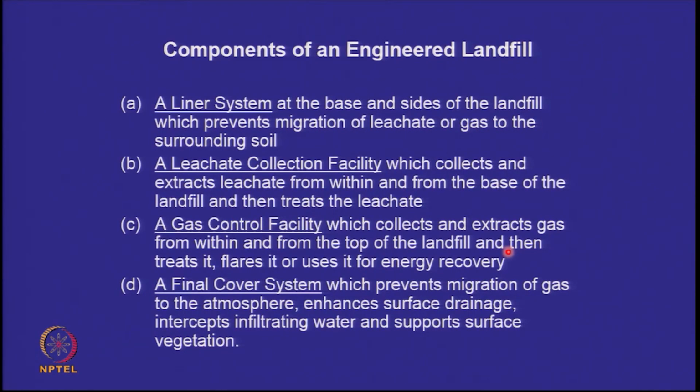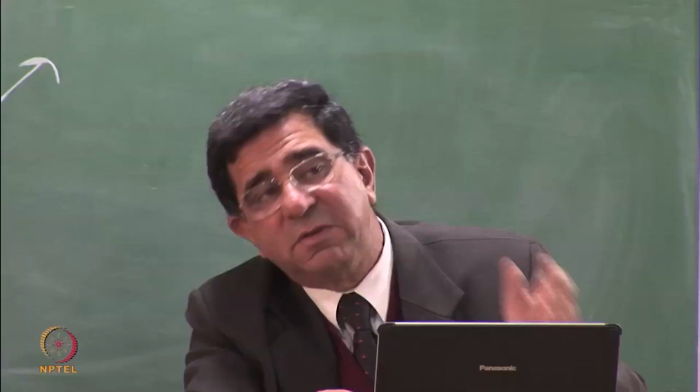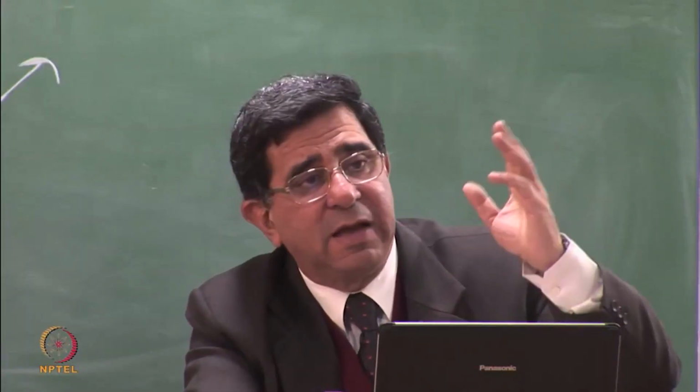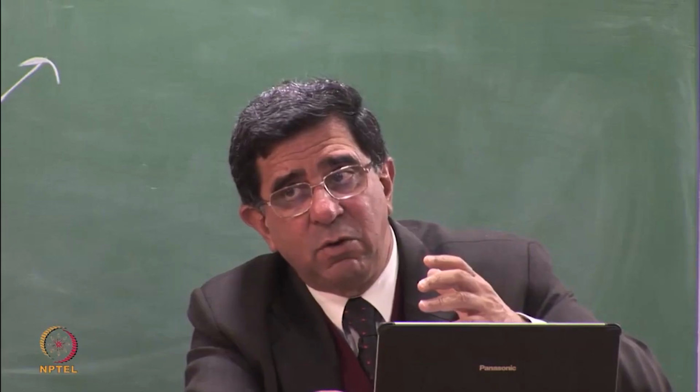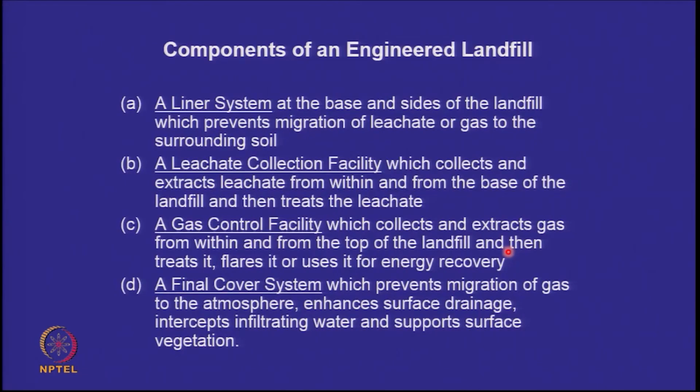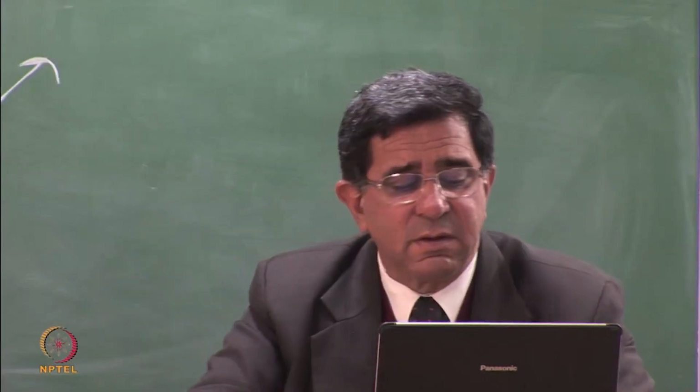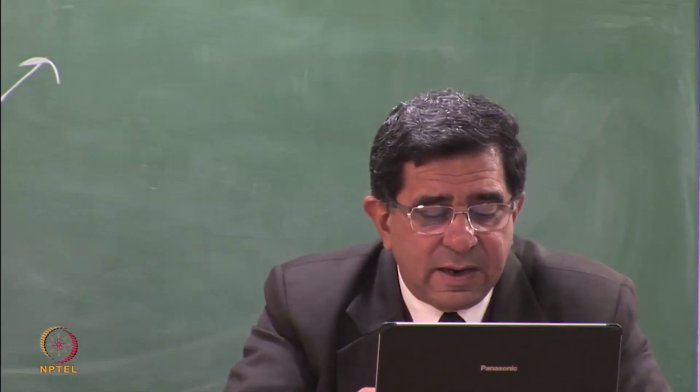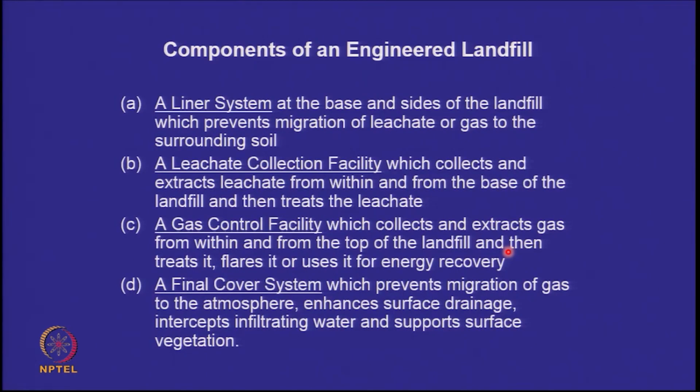Then I have a final cover system which prevents migration of gas. Gas will not come in your pipes if it is not prevented from escaping from the surface. Suppose you don't have a cover at the top, the gas can go out. So first you have to constrain it in a balloon effect, and then its pressure will make it go into the gas control system. So a final cover system which prevents migration of gas to the atmosphere, enhances surface drainage. That means your cover system has to be convex upwards, intercepts the water, doesn't allow it to go into the waste, and supports surface vegetation.